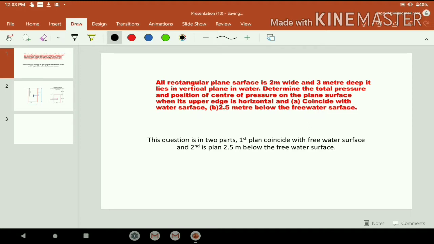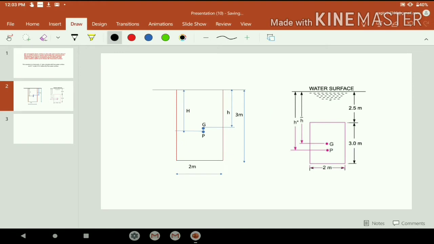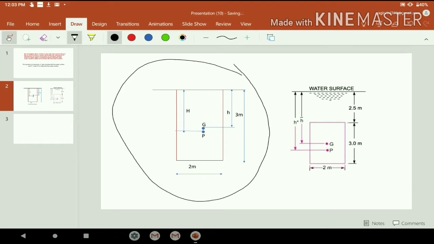This question is in two parts. The first part is when the plane coincides with the free water surface, and the second part is when the plane is 2.5 meter below the free water surface. Now we have to draw both diagrams. I already drew the diagrams. The first diagram is this one, and the second is this one.